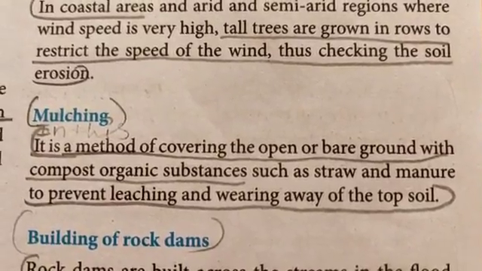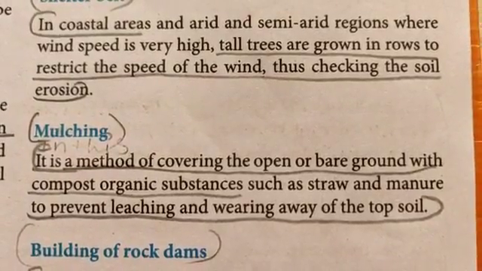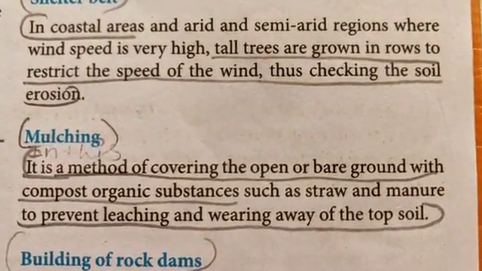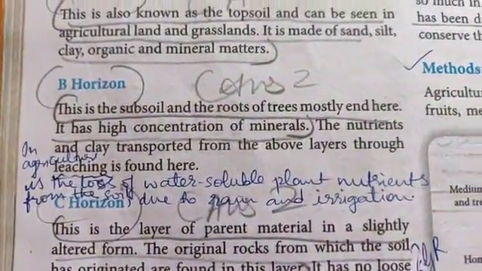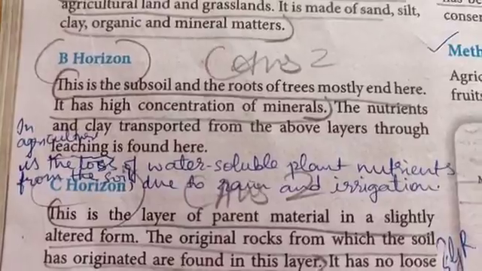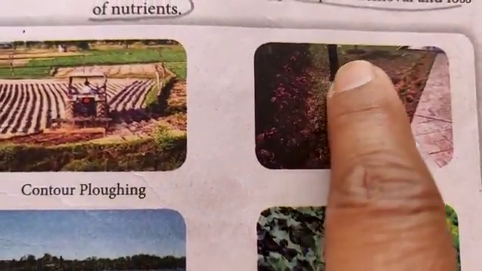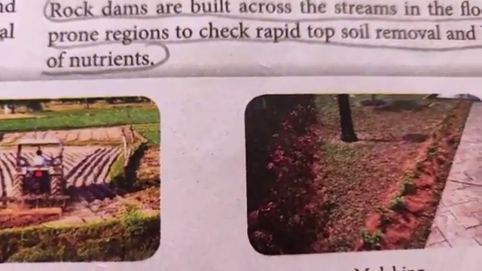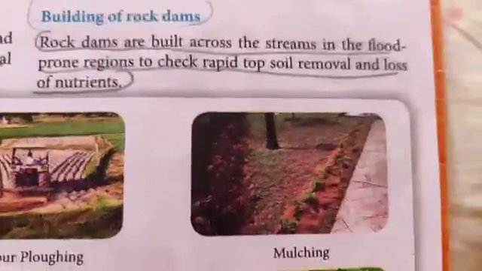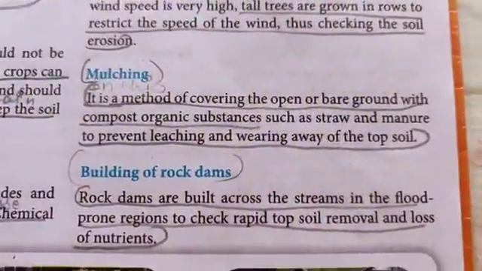Now mulching. It is a method of covering the open or bare ground with compost, organic substances such as straw and manure, to prevent leaching and wearing away of the topsoil. So leaching, we learned yesterday, children, what is leaching? In agriculture, it is the loss of water soluble plant nutrients from the soil due to rain and irrigation. So let me show you. This is all mulching. This brown thing that you see over there is the organic waste which is called mulch, and it is spread over a cultivated area.